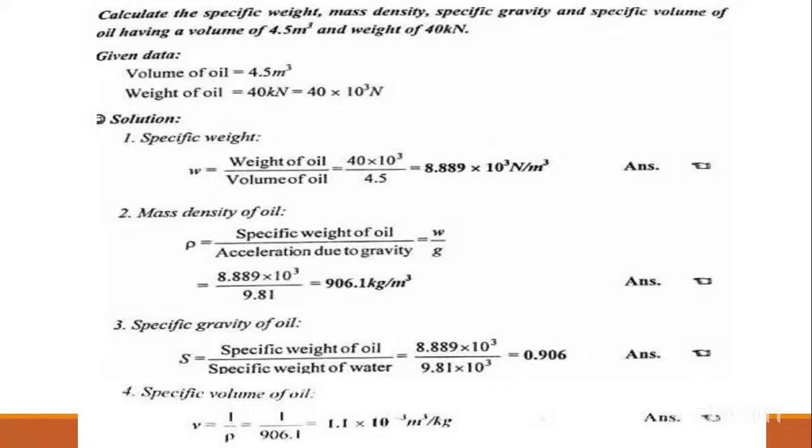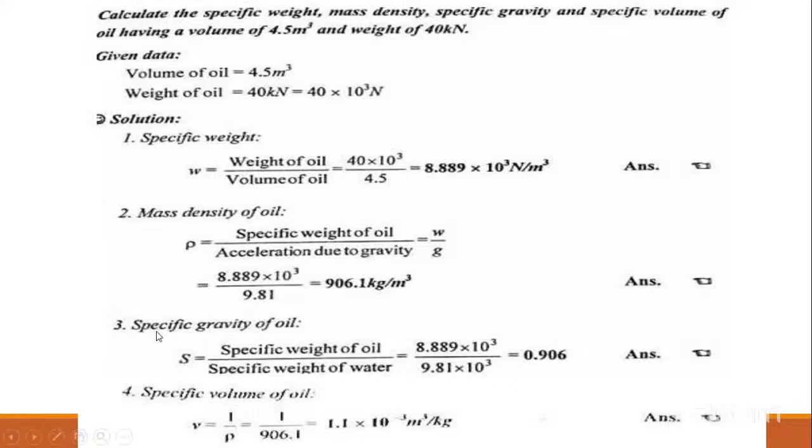Right. So next, we are asked to find the mass density of oil, which is given as the specific weight of oil over acceleration due to gravity. The weight is already calculated in the first example, which is 8.889 times 10 raised to 3. Acceleration due to gravity is a constant value, which is 9.81. So if we substitute all the values there, we have 906.1 kilogram per meter cube.